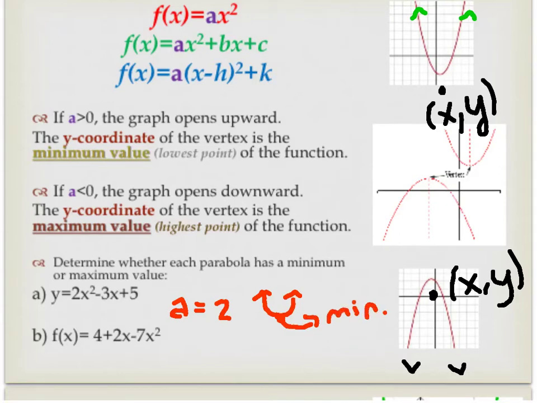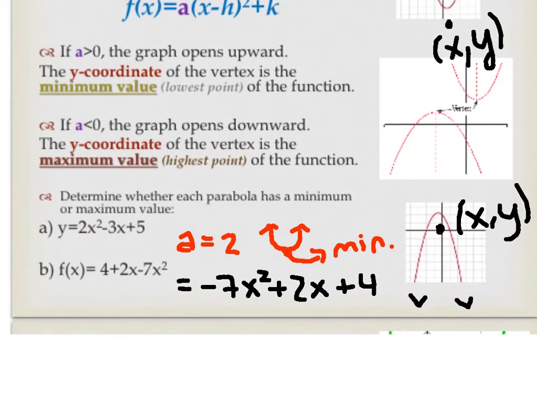Now, down here, where's a? Now, I don't want you to get confused here, because this guy's not written in standard form. You have to rewrite it, put it in standard form. This is negative 7x squared plus 2x plus 4. So a is actually negative 7, right? A is negative 7. Therefore, we are going to open down. And if we're opening downward, then we're going to have a maximum value of our parabola.